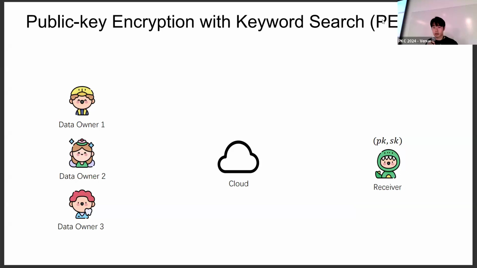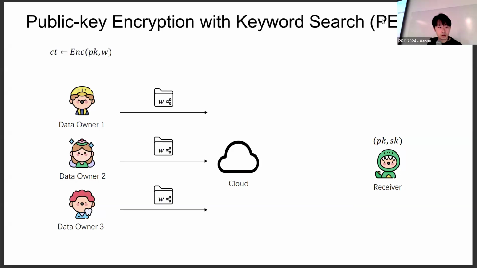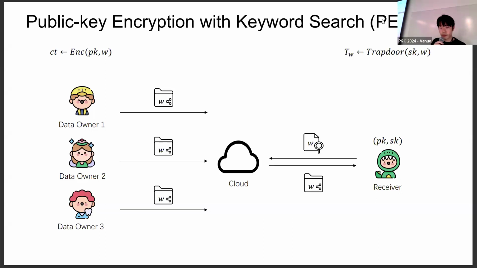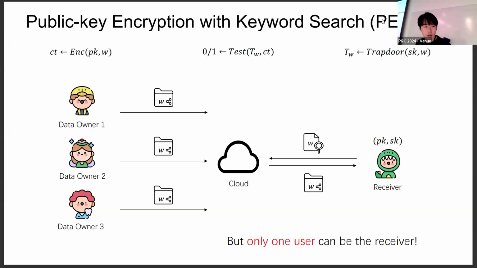The receiver first generates a public key and secret key pair. To share the data, the data owner chooses a keyword, encrypts it, and sends the ciphertext and the data to the cloud. To retrieve the data, the receiver chooses a keyword and generates the trapdoor using the secret key and the keyword. With the trapdoor, the cloud runs the Test algorithm to search the data. If there is a ciphertext matching the trapdoor, the data is sent to the receiver. However, only one user can be the receiver, so the data can be shared only with that receiver.